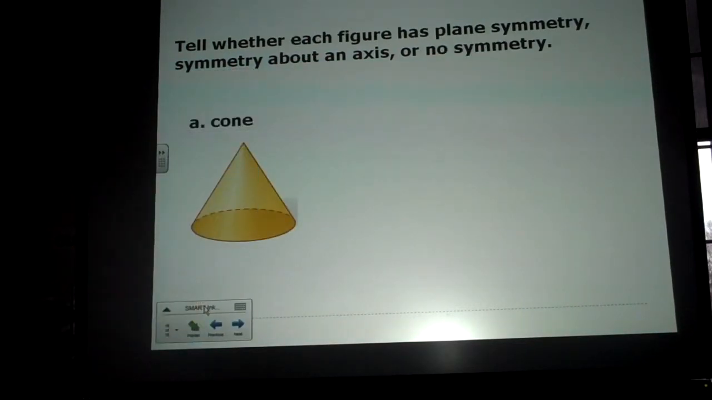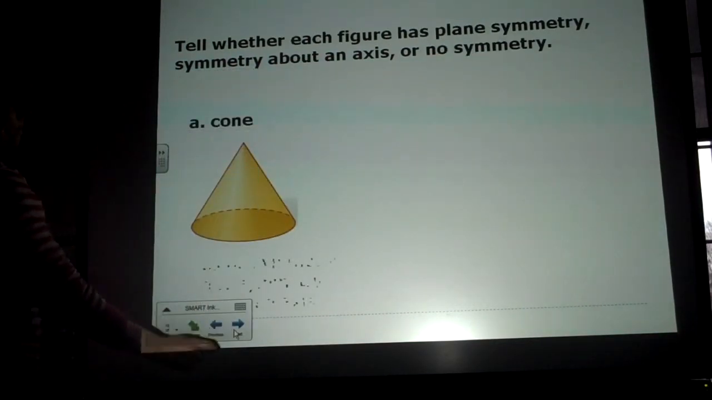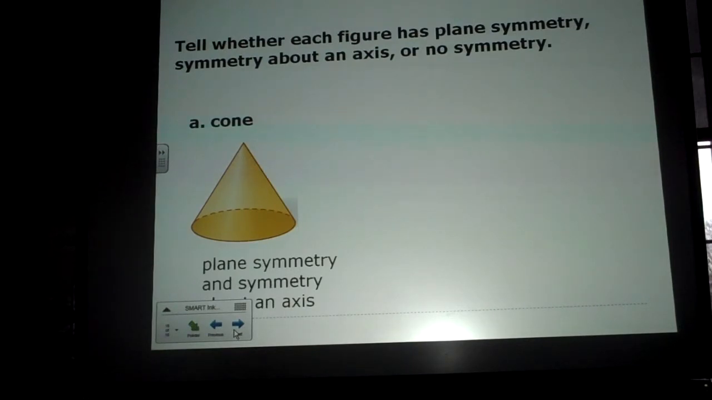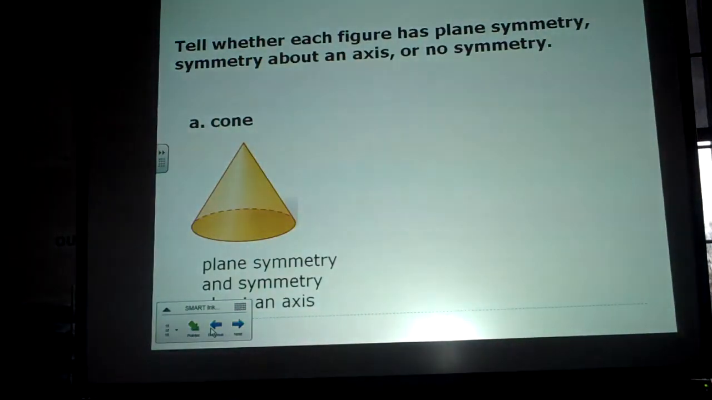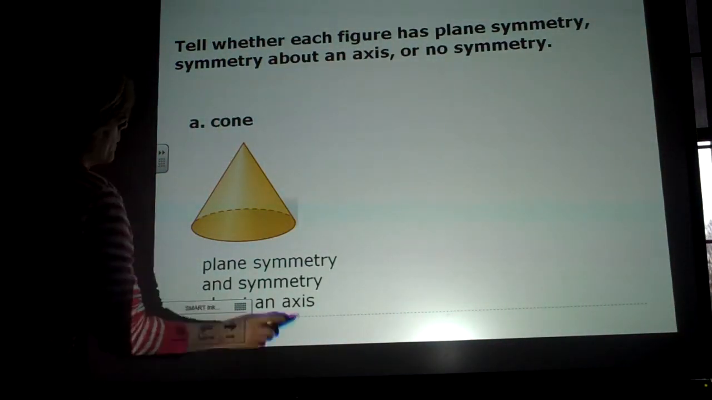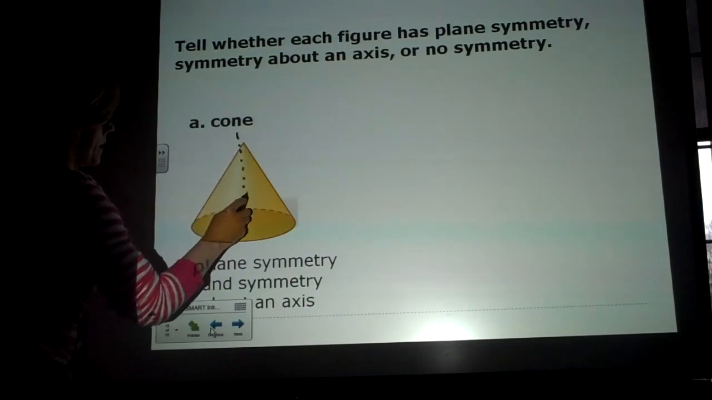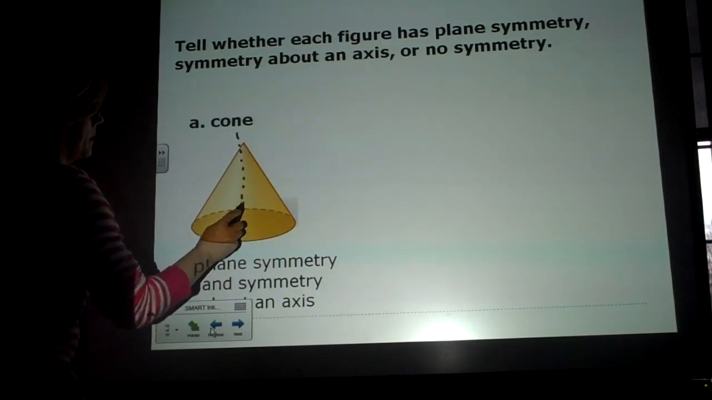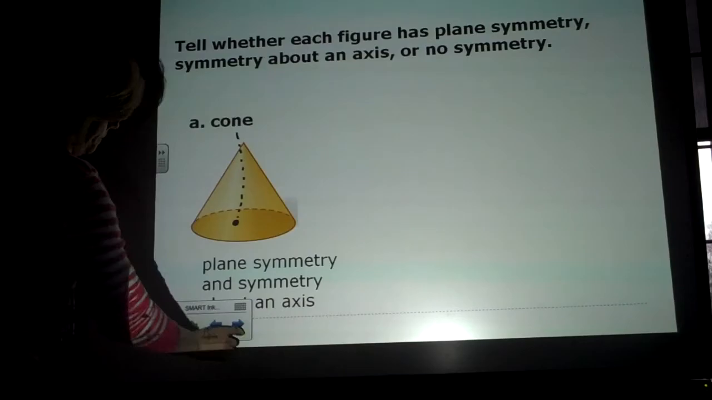Okay, what about a cone? Plane symmetry? Yep. Symmetry about an axis? Yeah, it sure does. Because your symmetry about an axis would be about right there, and then it would rotate around it. All right, guys, that's it for 9-5.